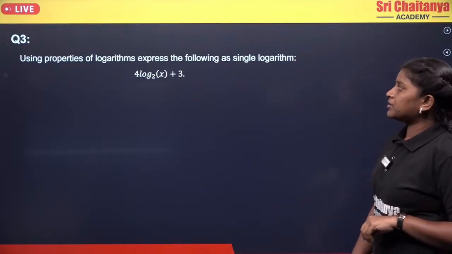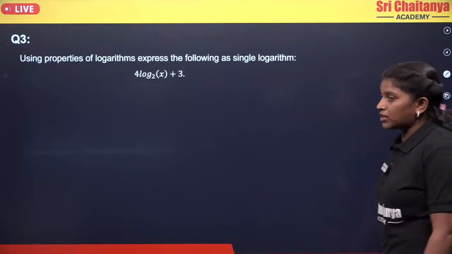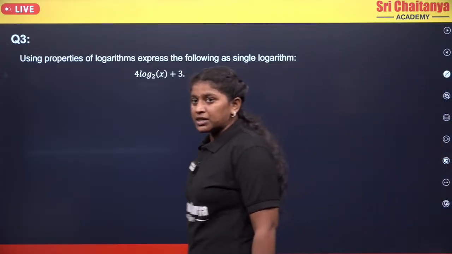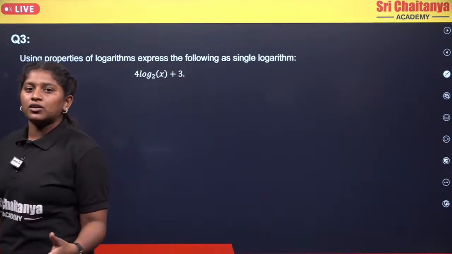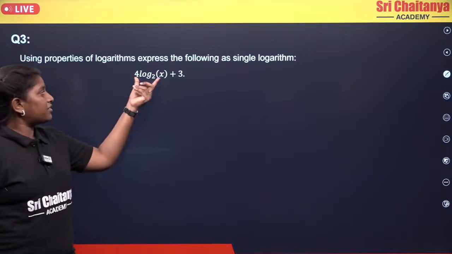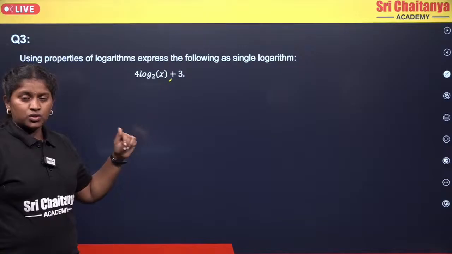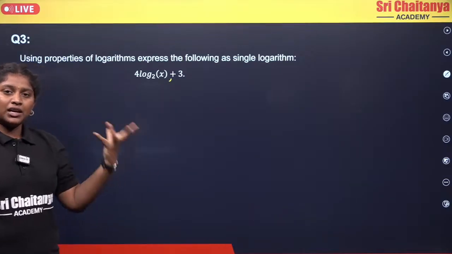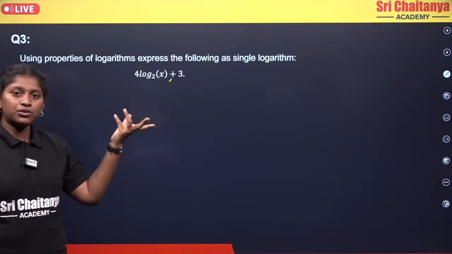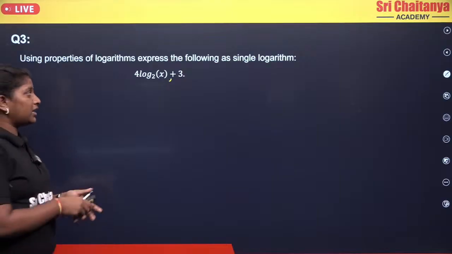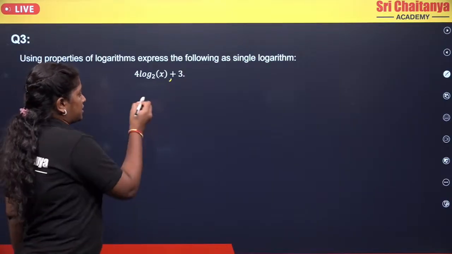Using properties of logarithms, express the following as a single logarithm. So how can we express the given logarithm as a single logarithm? If you observe here, the first part is 4 log x to the base 2 plus 3. So we have the 3, but its logarithm is not there. So how can we use the properties? It will be difficult, right? So let's see how we can simplify this.